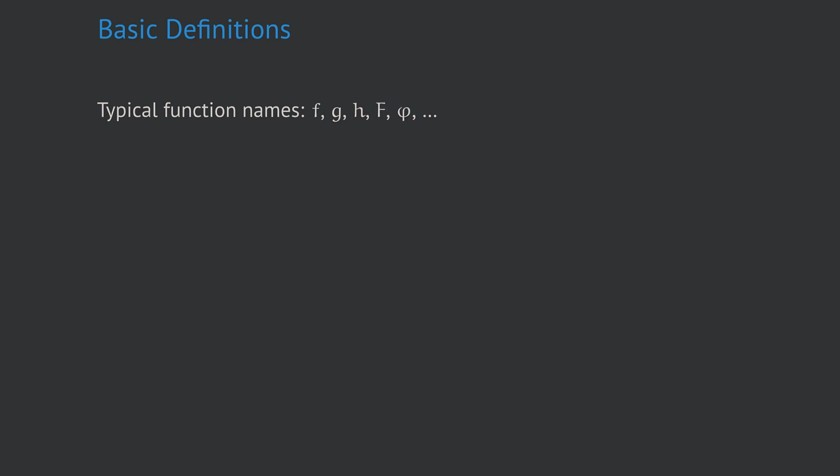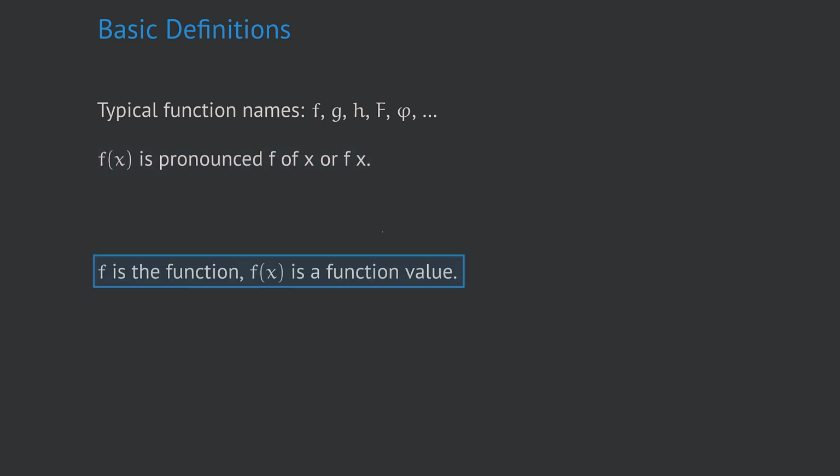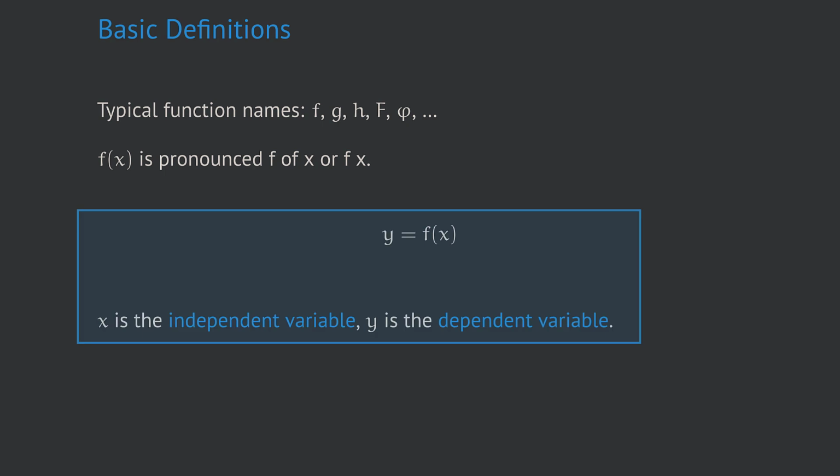Now let's repeat a little what we've just learned. F followed by x in brackets is pronounced f of x or sometimes fx. F itself is the function, whereas f of x is the function value. If we introduce the variable y and set it equal to f of x, then x is called the independent variable and y is called the dependent variable.